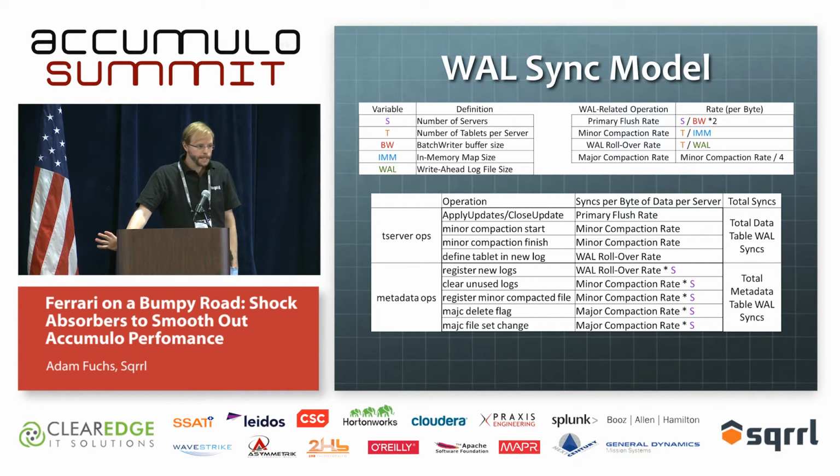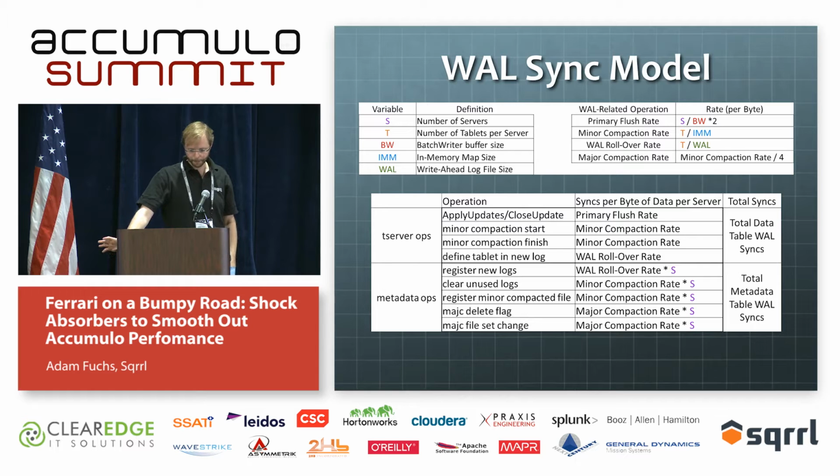I have T in here, which is the number of tablets per server. So each tablet server is going to host a certain number of tablets. That number is T. We also have some memory sizes and file sizes here. So batch writer, BW, is the buffer size of that batch writer. How much space of mutations can I buffer up before I have to partition that and send it to my tablet servers?